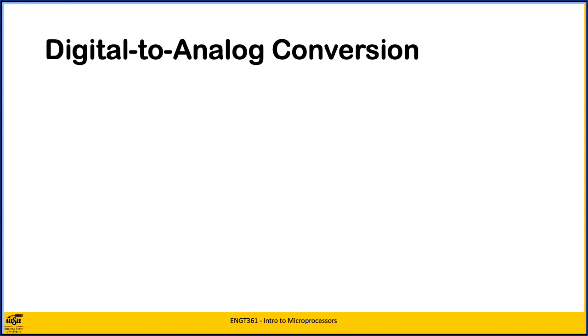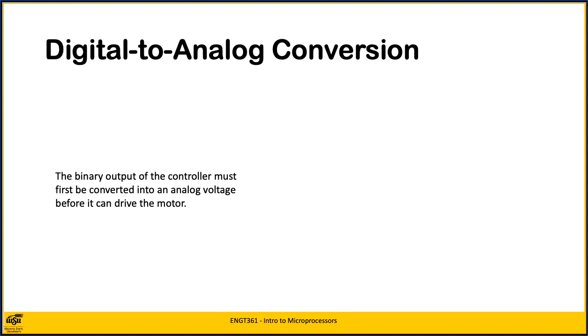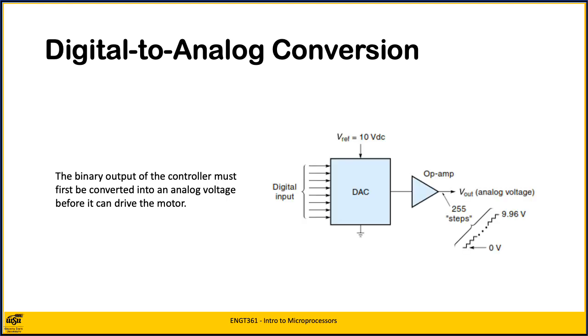In other applications, the controller may use a parallel interface to connect to an analog device, for example, driving a variable speed DC motor. In such a case, the binary output of the controller must first be converted into an analog voltage before it can drive the motor. This operation is performed by a special circuit called a digital to analog converter.